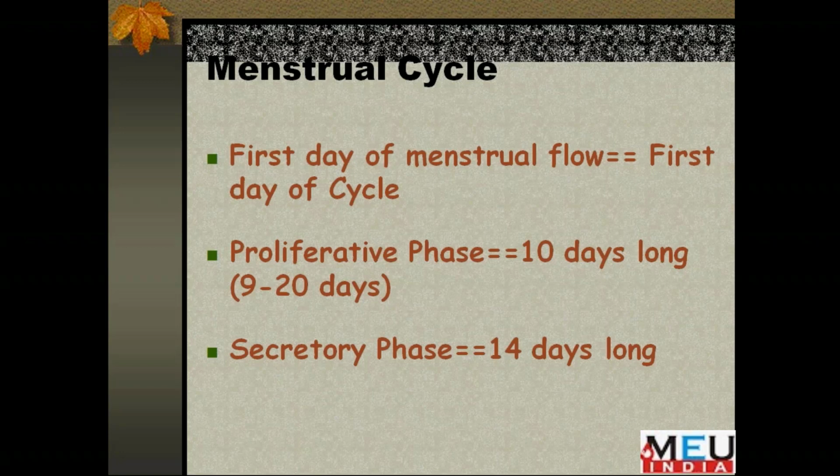It is fixed. Between the proliferative phase and secretory phase is the day of ovulation. The day of ovulation is always 14 days before the next menstrual cycle. This is fixed. So whatever the expected menstrual cycle, ovulation is 14 days before it. In the proliferative phase, we have the early proliferative, mid proliferative, late proliferative, and the interval.